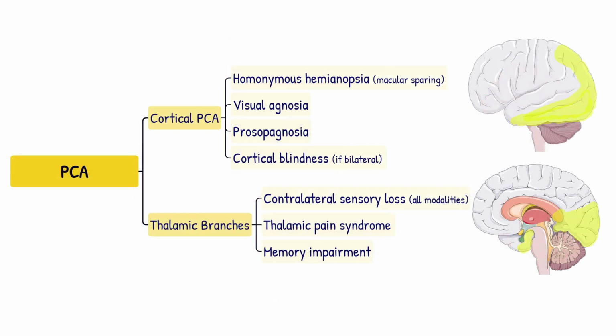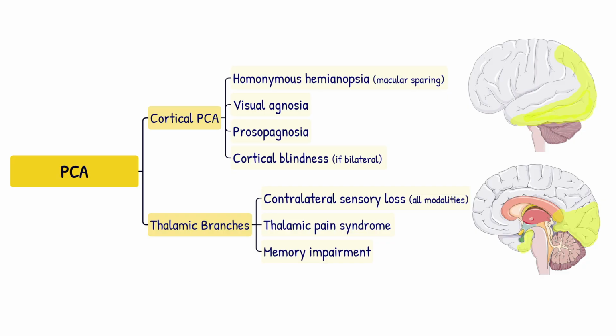The posterior cerebral artery supplies the occipital lobe and parts of the temporal lobe. There are two main patterns: cortical PCA and thalamic branches. As shown in this image, cortical PCA stroke affects vision. You will see homonymous hemianopsia with macular sparing. Other features include visual agnosia, prosopagnosia, which is inability to recognize faces, and if bilateral, cortical blindness.